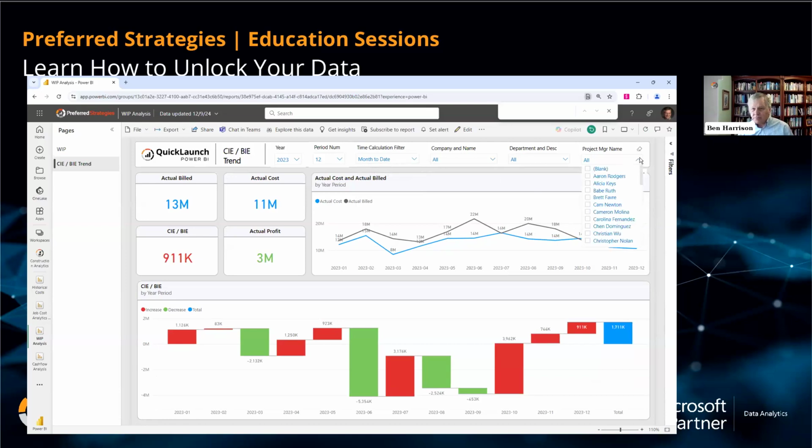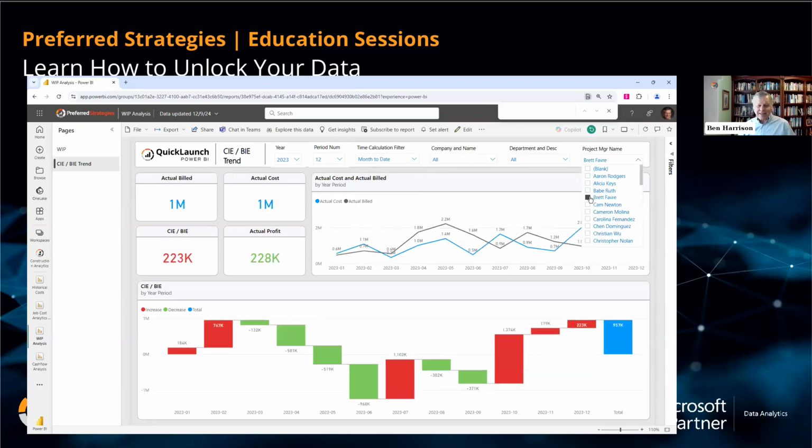So if I pick one of my project managers here, Brett Favre, I'm pretty happy with this. He had an underbilling early on in the year, a pretty big one, but then consistent overbillings since that time. There's a really big underbilling in July, but again, a consistent pattern of overbilling rather than underbilling. The trend over time matters to me.